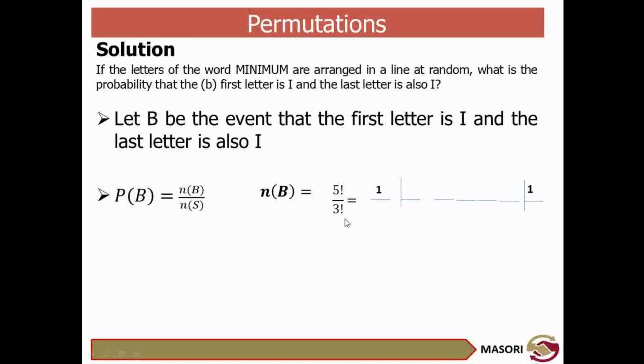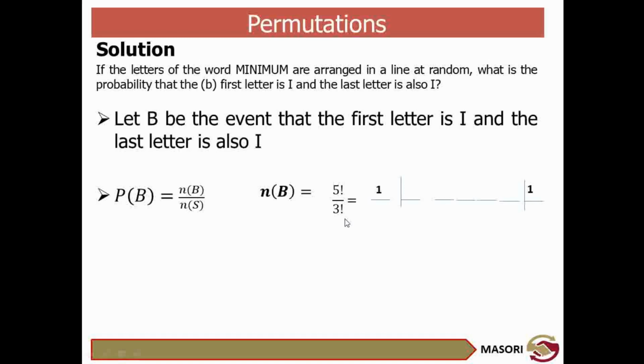Now let's talk about the remaining 5 letters. We will have M, N, M, U, M. So we have M, N, M, U, M. Now, in how many ways can we arrange those M, N, M, U, M? What we will have is that there are 5. So we're saying 5 factorial divided by 3 factorial.